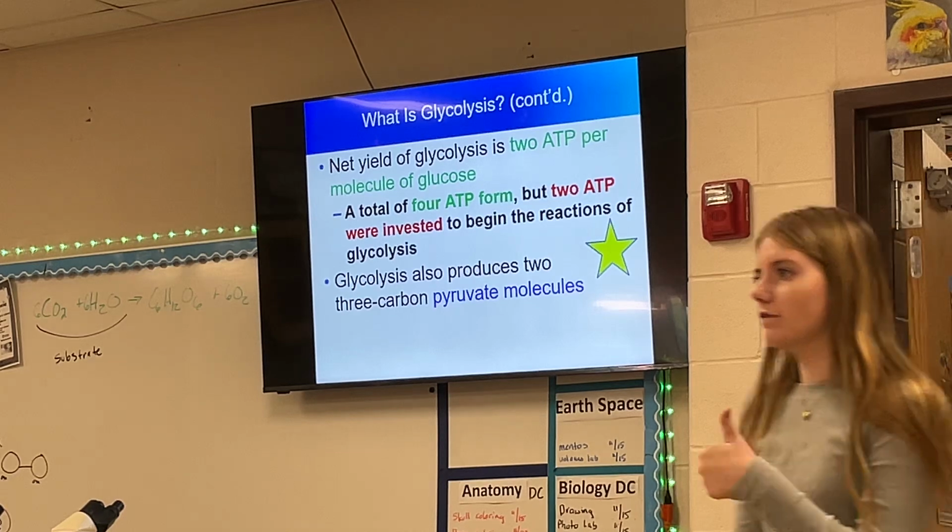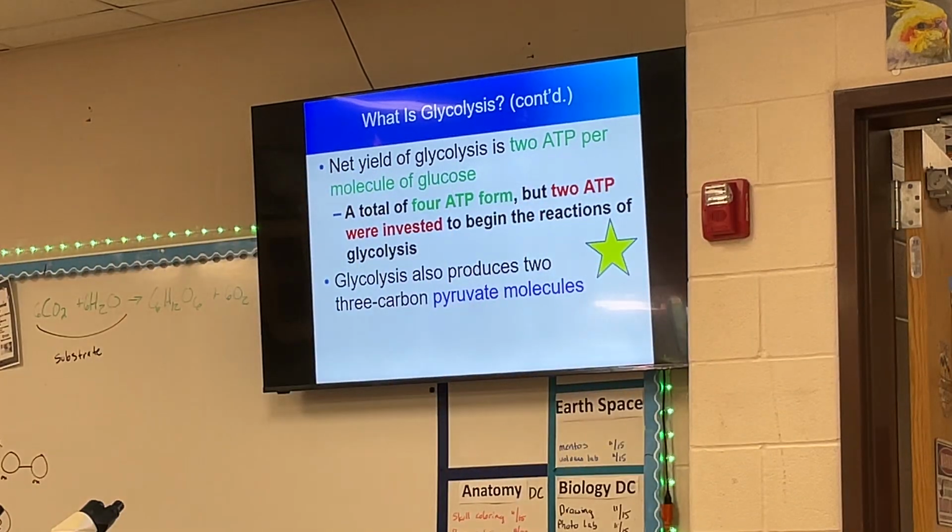This is a great summary slide. 2 ATP per molecule of glucose. A total of 4 are formed, but only 2 count because 2 were invested in it. Glycolysis also produces 2 pyruvates. Also should have put 2 NADHs up there as well. But 2 pyruvates also come out of this process. So just a really good overall summary slide.